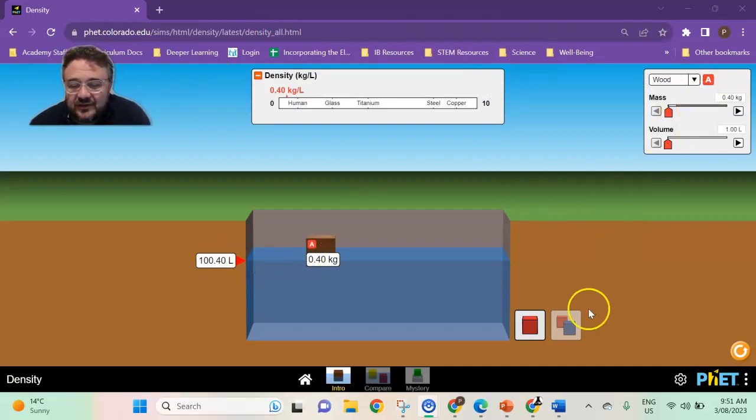Okay, so we've got our little setup, and we can change what our block is made out of to all of these. So I'll just show you another, styrofoam. You'll see that styrofoam... actually, let's make it bigger. Let's go to 5 liters.